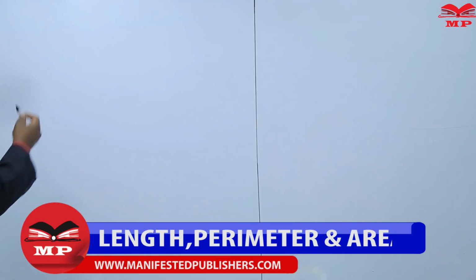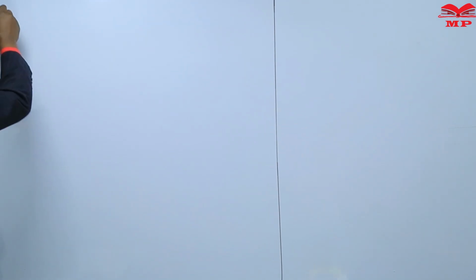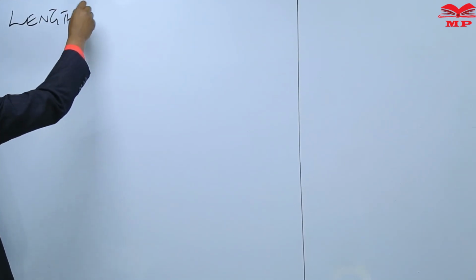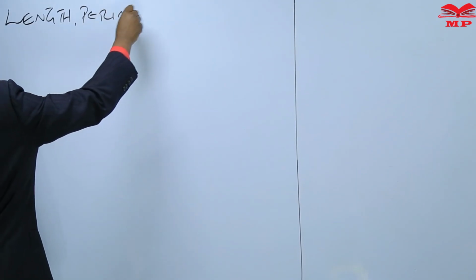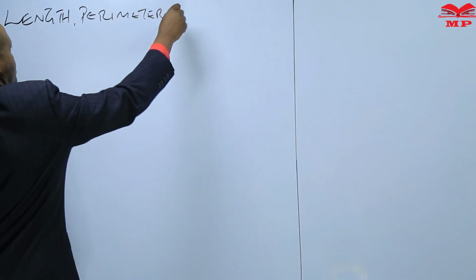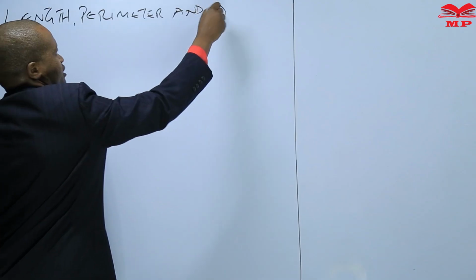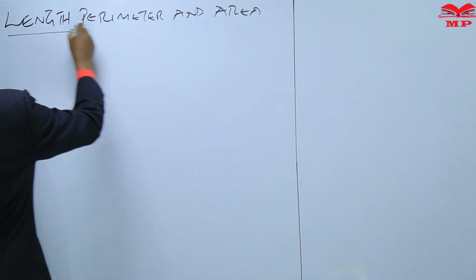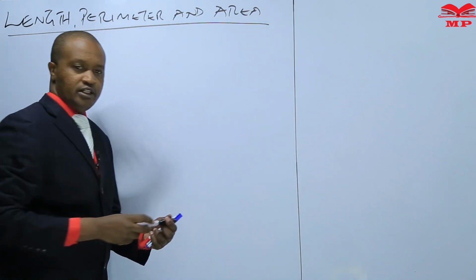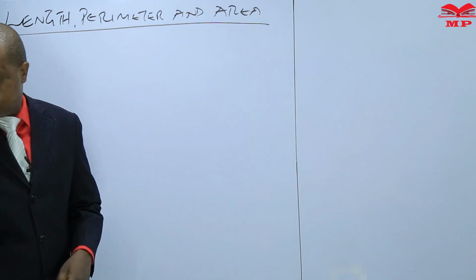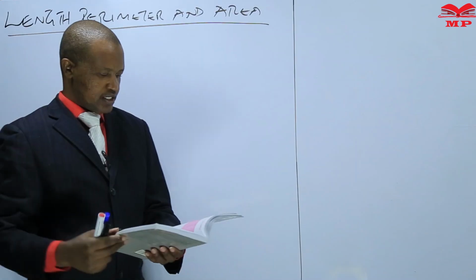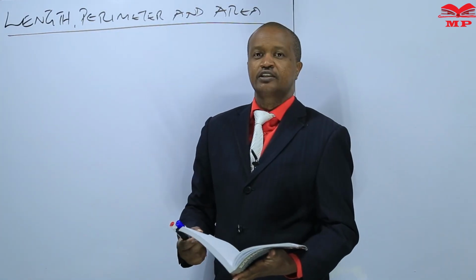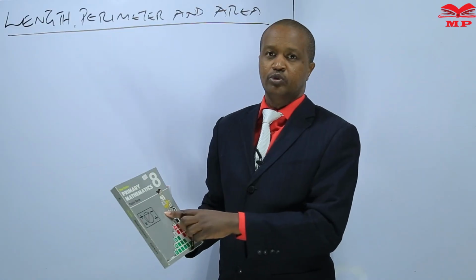Length, perimeter and area. In our today's lesson, we will answer problems, that is exercise 60 in the pupil's book.